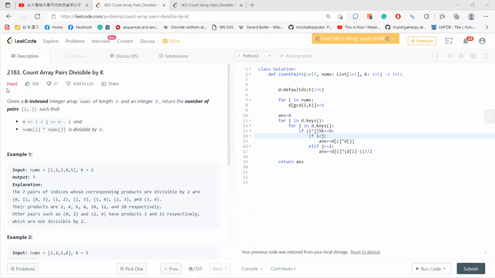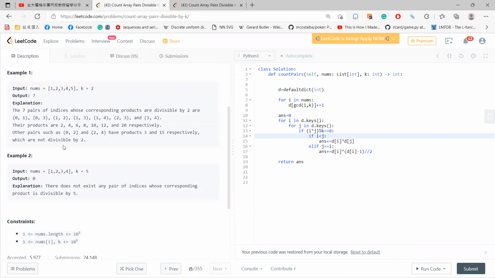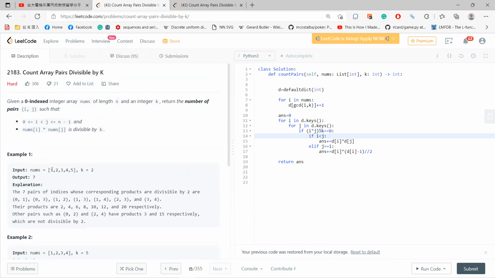Hey, what's up, guys? So let's solve this LeetCode 2183, Count Array Pairs Divisible by K. Given a 0-indexed array nums of length n and k, return the number of pairs (i, j) such that nums[i] times nums[j] is divisible by k. This problem is very simple: you count how many pairs.